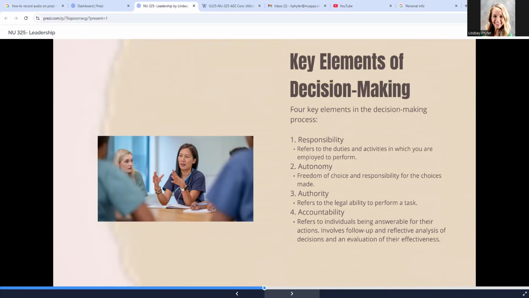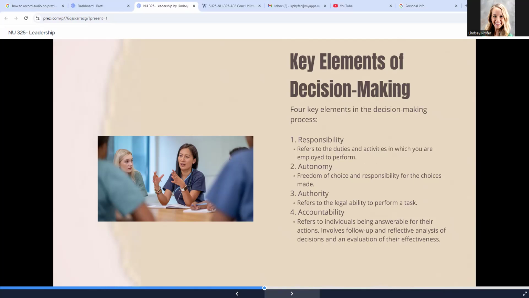There are 4 key elements of the decision-making process, and the first one is responsibility. This refers to the duties and activities in which you are employed to perform. So an example of this is, anytime you look online at a job posting, there typically is always something titled like the position description that basically outlines what your expectations and obligations would be should you accept that position. So that goes along with the responsibility component of the decision-making process. It's to help you be aware of what the exact expectations of you are in that specific role.